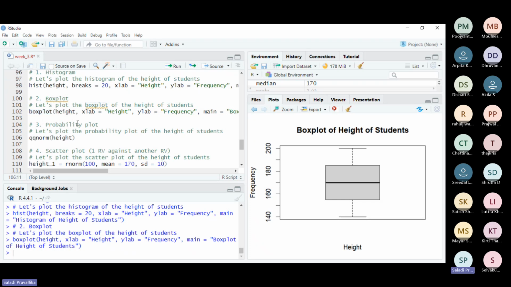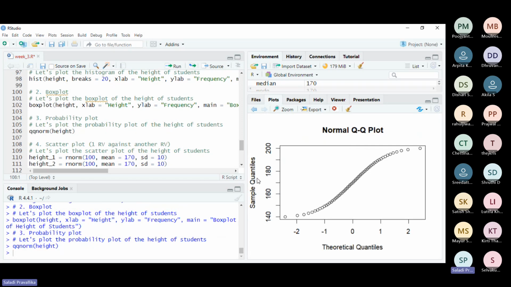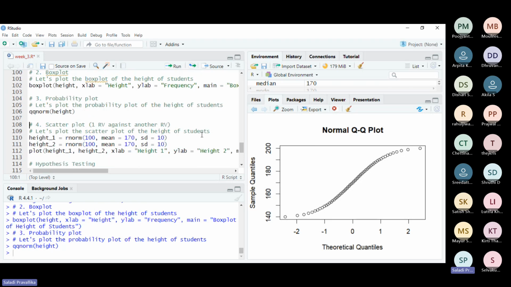Then we have something called a probability plot. For that we use a special function called QQ norm. QQ stands for quantiles. We have some sample quantiles and some theoretical quantiles, and that is not so relevant to you right now. This is just for visualization purposes. You don't have to go through all of it. I just wanted to show you since it has been covered in the theory part.